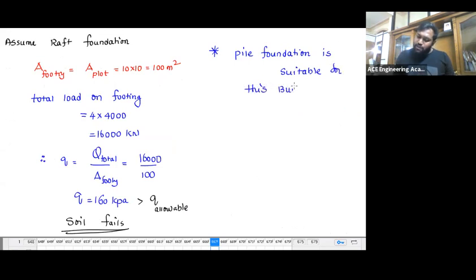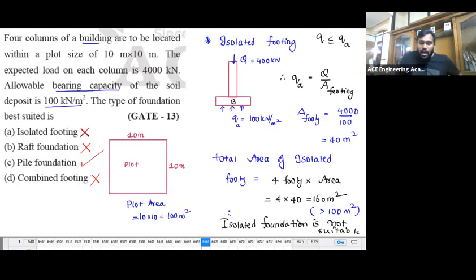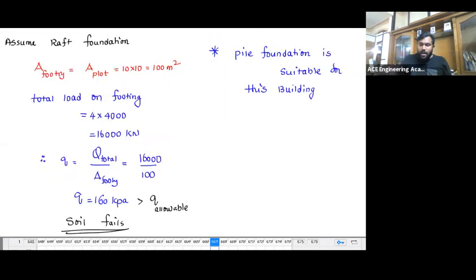So this is how you have to check which foundation is going to be suitable for the given building and for the given soil. I already know the bearing capacity of the soil is going to be 100, which means I should not apply any gross pressure more than 100. Or I should not go for the footing area more than the plot area. So hope you got this.